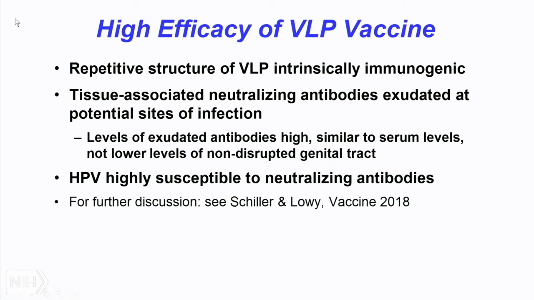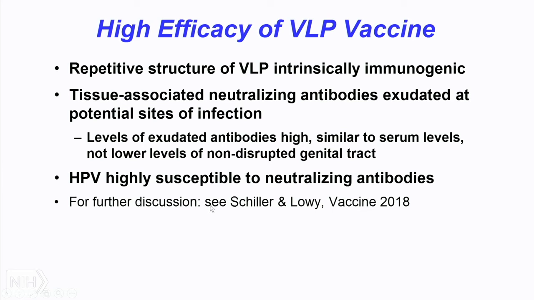So we think that there are three important factors. One is the repetitive structure of the virus-like particle is intrinsically immunogenic. The tissue-associated neutralizing antibodies exudated at potential sites of infection are a second reason, because the levels of the exudated antibodies are high, similar to those in the serum, not the lower levels of the non-disrupted genital tract. And third, very fortunately, HPV is highly susceptible to neutralizing antibodies.